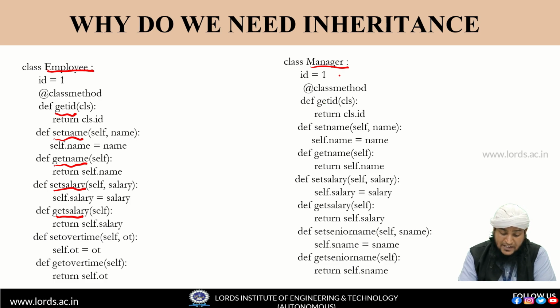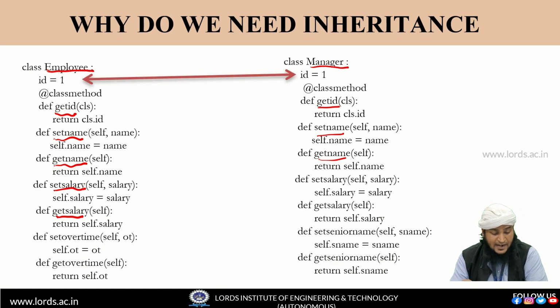Even in the manager class, obviously a manager should have some id, and the manager also has get id, set name, get name, salary, all these different kinds of methods. So this is repetition of the code. If you write the employee class, and immediately after that write the manager class, we are repeating so many different variables and methods in the manager class.